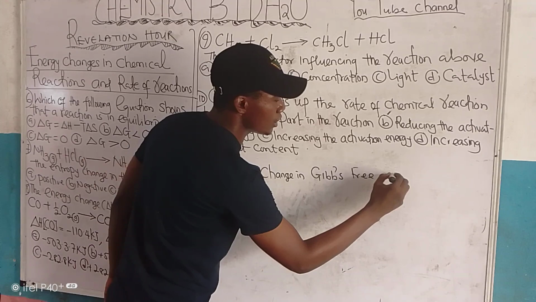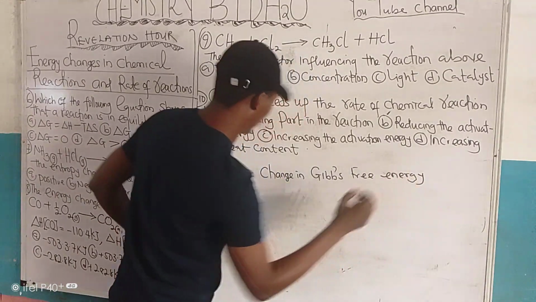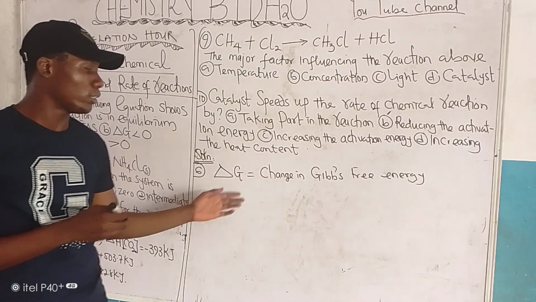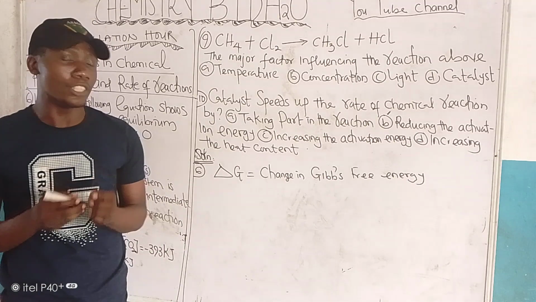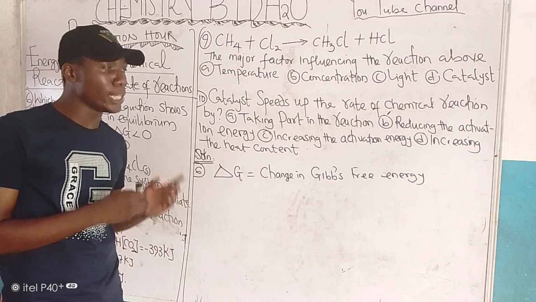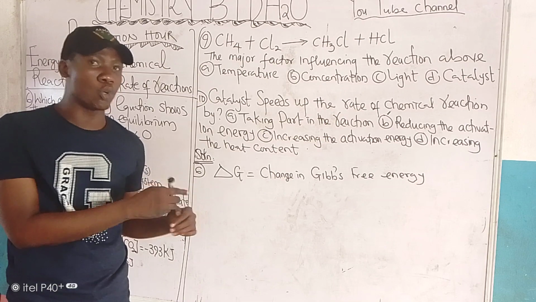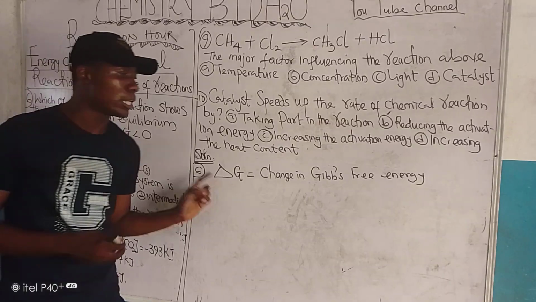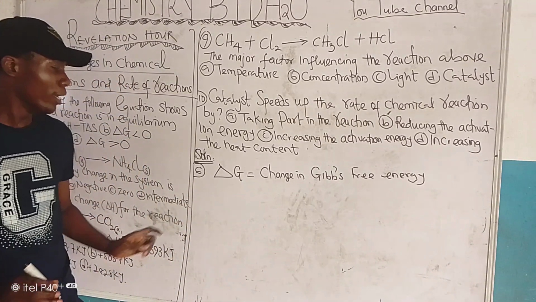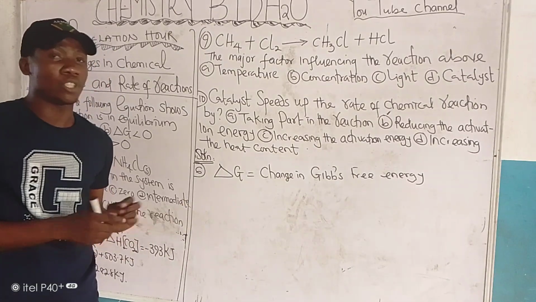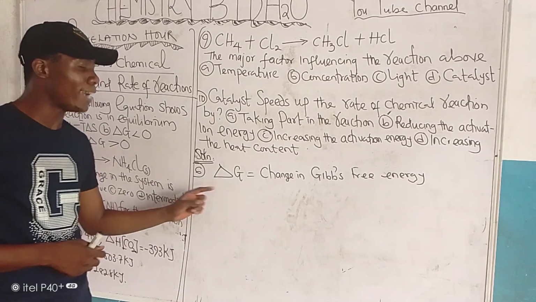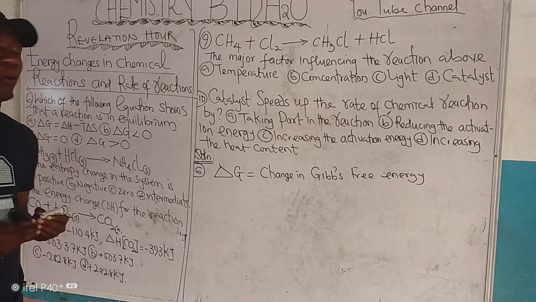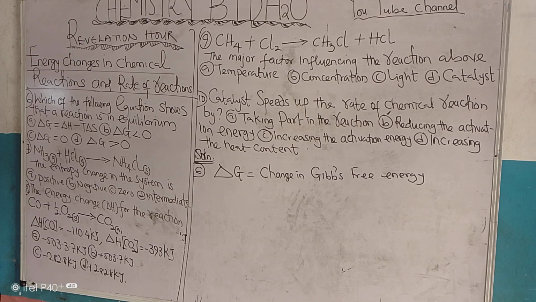For those of you that have not seen this symbol before, when you see this symbol in your exam, it means change in Gibbs free energy. And what is Gibbs free energy? Gibbs free energy is the energy available for doing work. It is your Gibbs free energy that will determine whether a reaction will be spontaneous or non-spontaneous, whether the reaction will occur or not occur, whether it is feasible or not feasible. So that is why Gibbs free energy is the major determinant of the spontaneity of a chemical reaction.